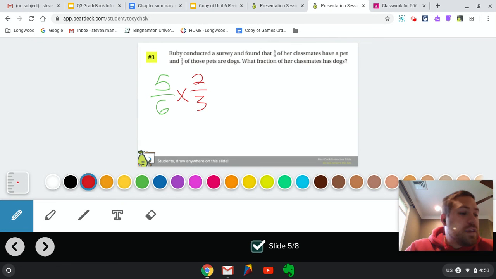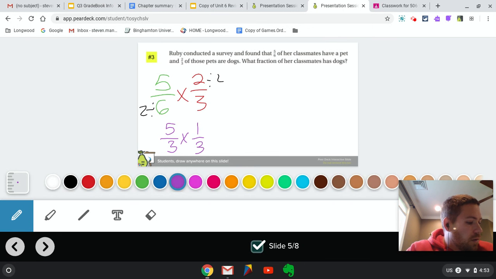So hopefully this one wasn't too difficult for us. Again, I like to do my cross canceling or cross simplifying because the numbers are smaller, right? I'm looking here, 5 and 3, I can't do anything with that, but 2 and 6 I can divide them both by 2. And then rewrite my problem, 5 over 3 times 1/3.